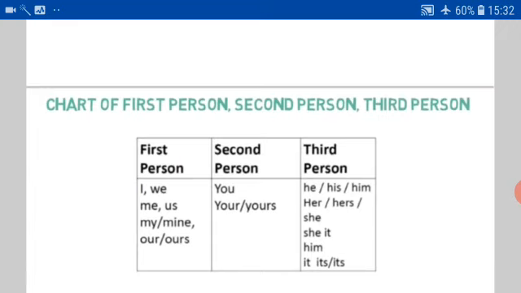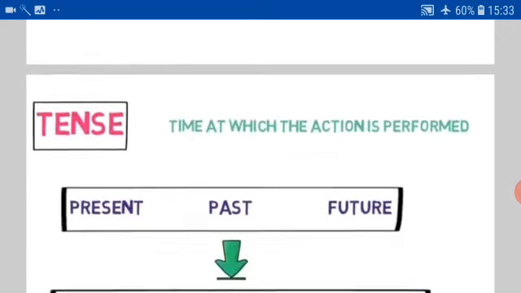Here is also a chart of the first, second, and third person. You may follow this chart and use it to convert direct speech into indirect speech. I, we, me, us, my, mine, our, ours: these are first person pronouns. You, your, yours: these are second person pronouns. He, she, him, her, hers, it, its are third person pronouns. You will learn this chart also.